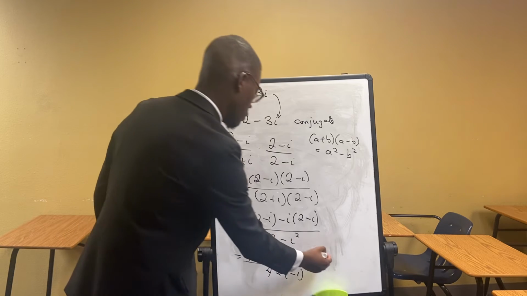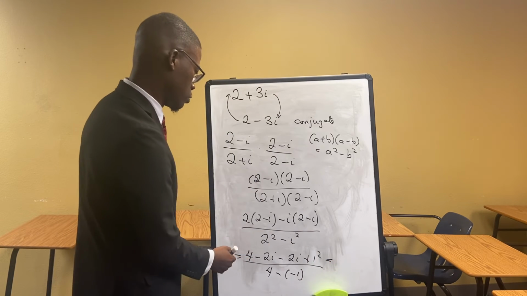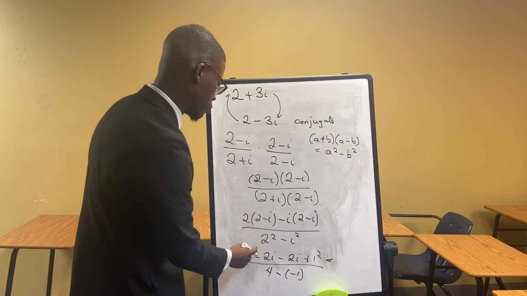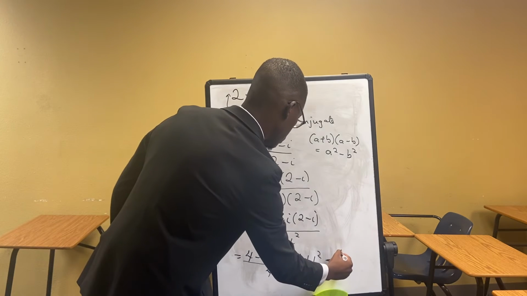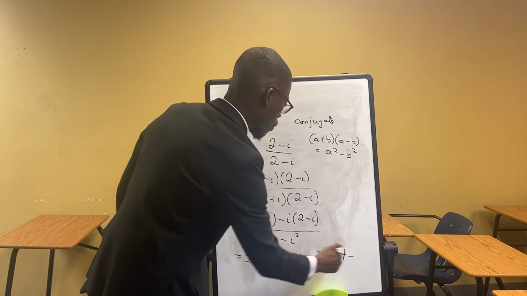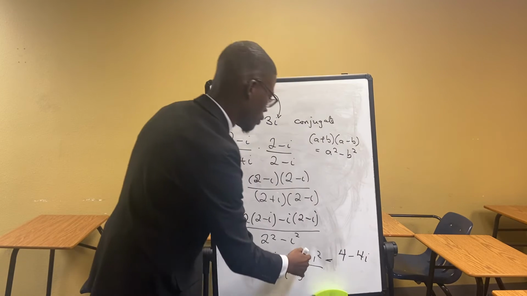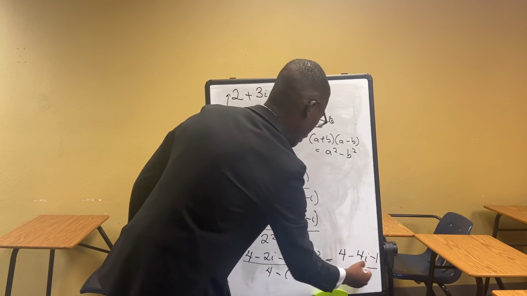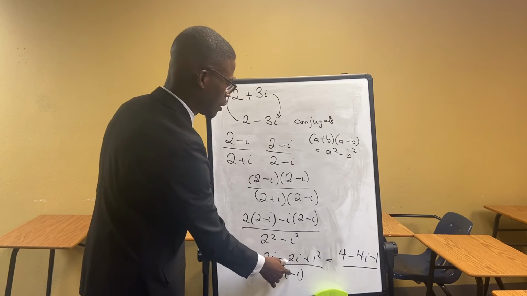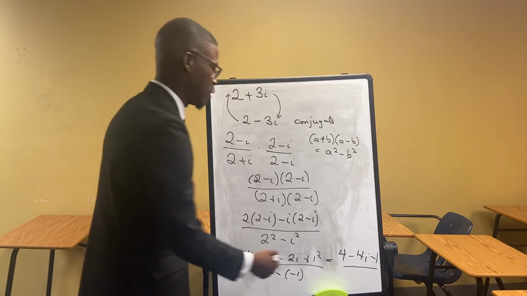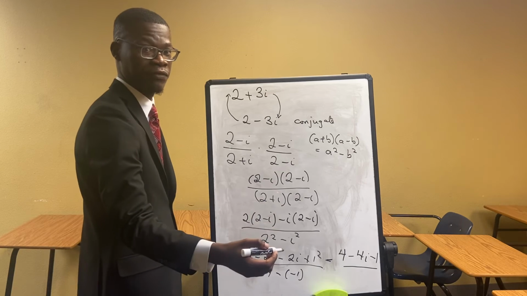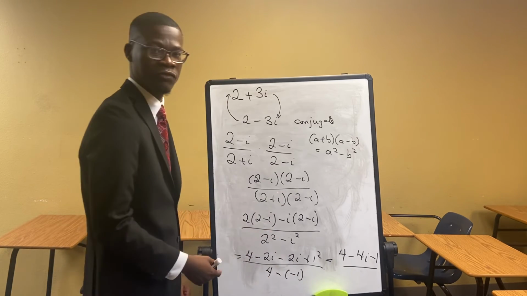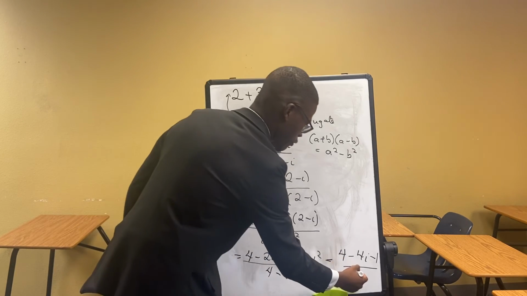So this becomes 4 minus 4i plus i squared. i squared is negative 1. Divided by 4 minus negative 1, that's 5. That's 4 plus 1, which is 5, because negative times negative is positive. So divided by 5.